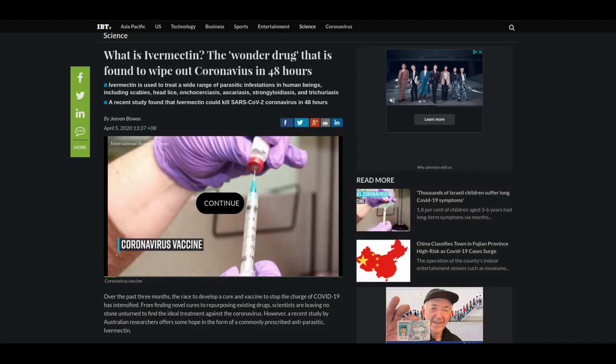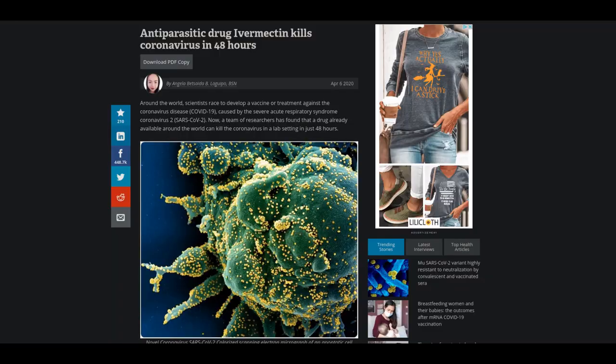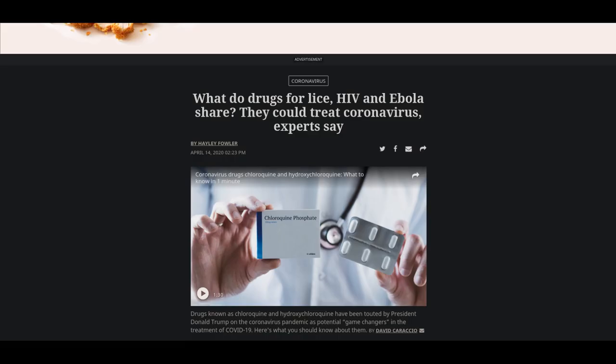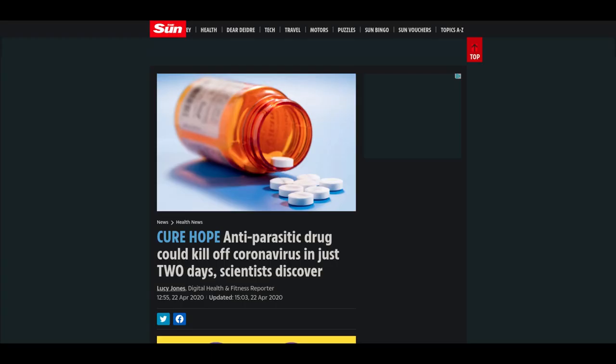What is ivermectin, the wonder drug that is found to wipe out coronavirus in 48 hours? Antiparasitic drug ivermectin kills coronavirus in 48 hours. What do drugs for lice, HIV, and Ebola share? They could treat coronavirus, experts say. Cure hope! Antiparasitic drug could kill off coronavirus in just 2 days, scientists discover.